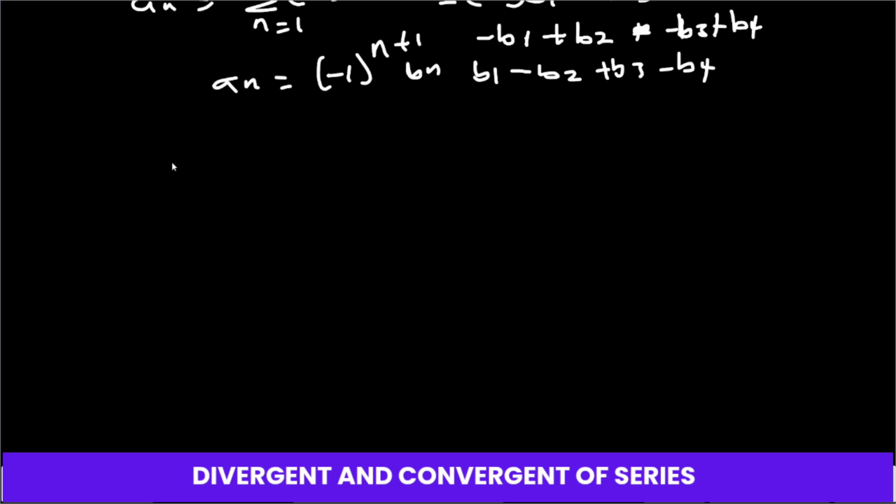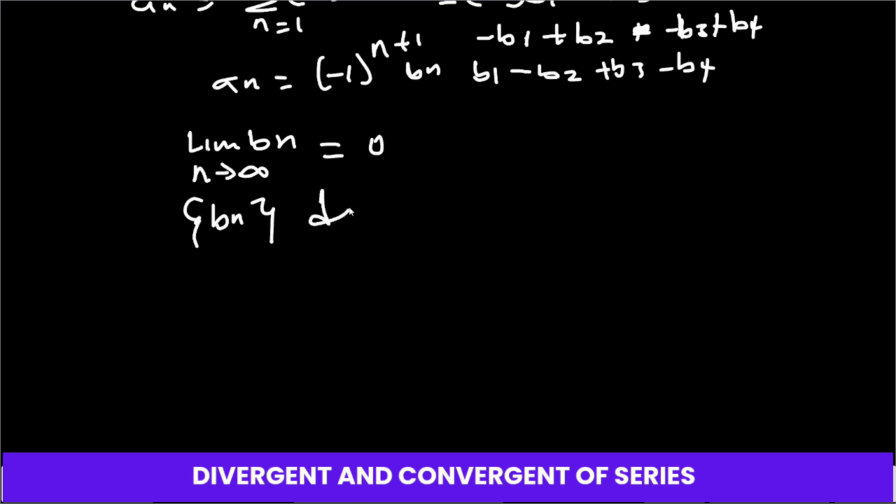The rules for a series to converge under the alternating series test are these. The first condition: the limit of bn as n approaches infinity must be equal to 0. The second condition is that the sequence bn should be decreasing. It can increase at first, and at a certain point it will keep on decreasing. That's the main point: decreasing.